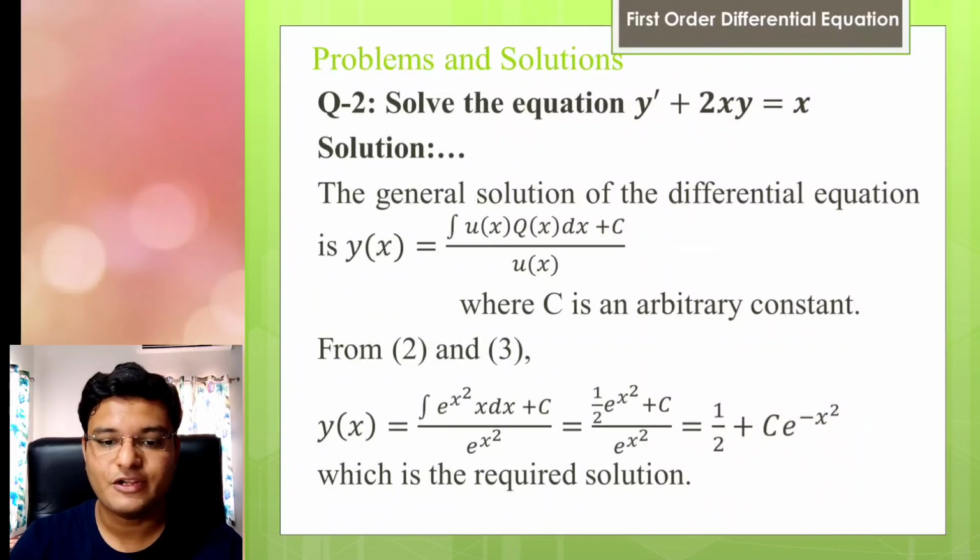We have just put the value of u of x and q of x in this equation and simplified it. y of x becomes 1 by 2 plus c into e to the power negative x square, which is the required solution. So we have obtained the solution of the given equation.